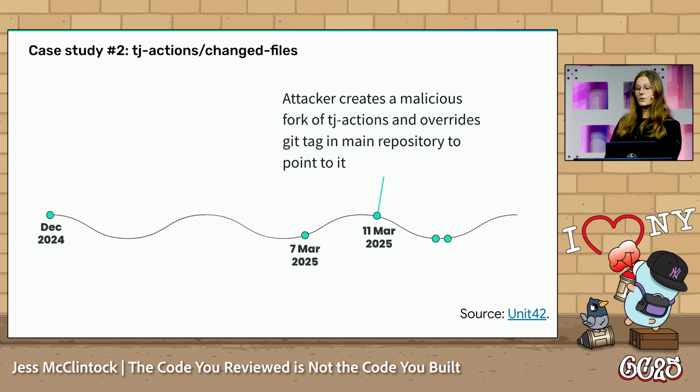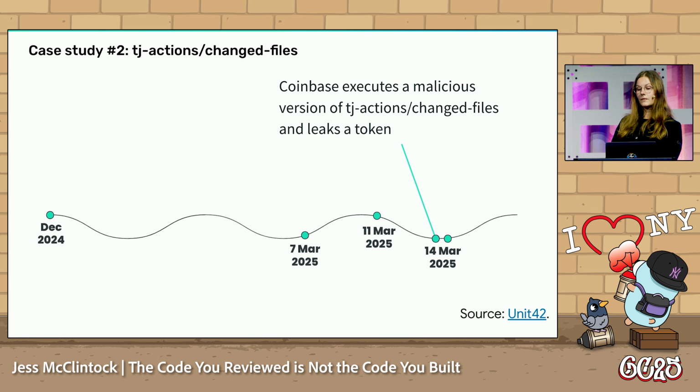The attacker then used those permissions to create a malicious fork of TJ Actions and override a Git tag in the main repository to point to it. The version of the malicious fork injected a payload that dumped the CI/CD runner's memory, exposing sensitive environment variables and secrets directly into the workflow logs. Initially, this payload was set to only run when the action was being executed by a Coinbase-owned repository.